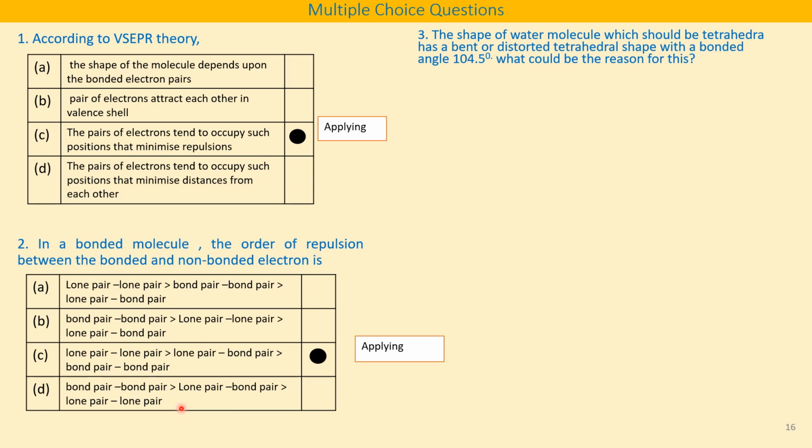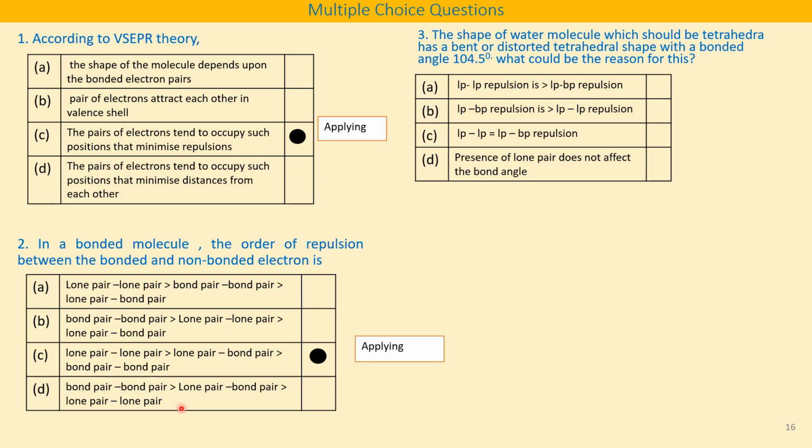Next question. The shape of the water molecule, which should be tetrahedral, has a bent or distorted tetrahedral shape with a bond angle of 104.5 degrees. What could be the reasons for this? That is, you have to mark the reason for the bond angle getting reduced.